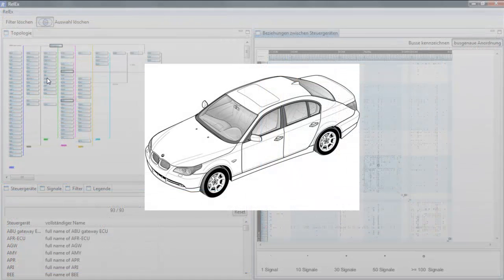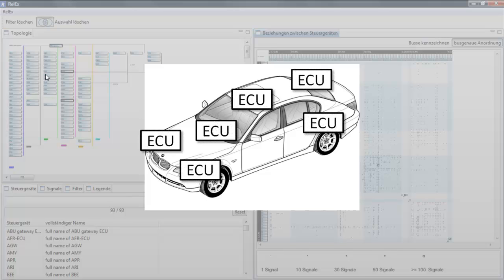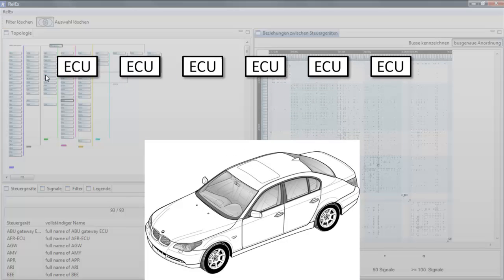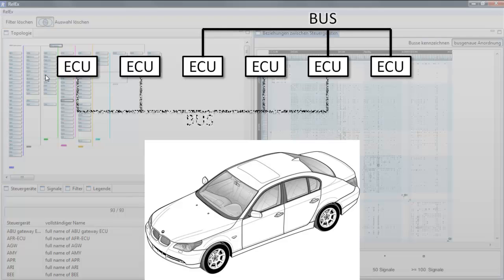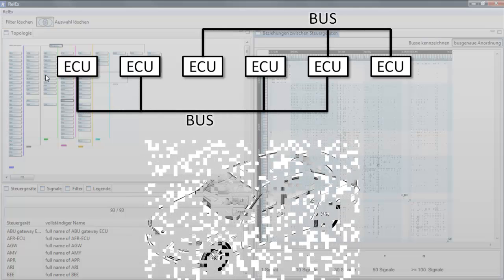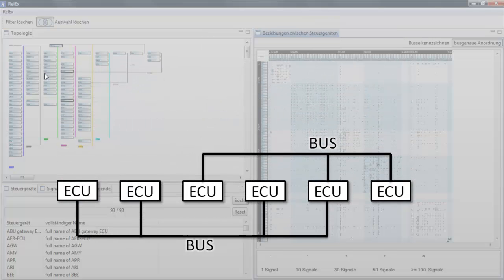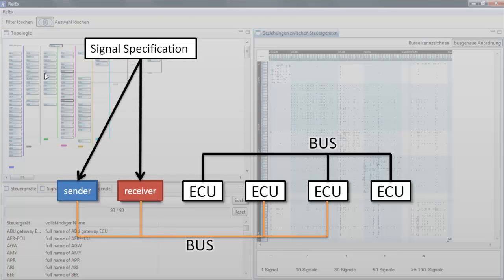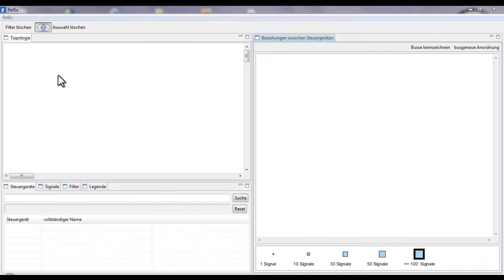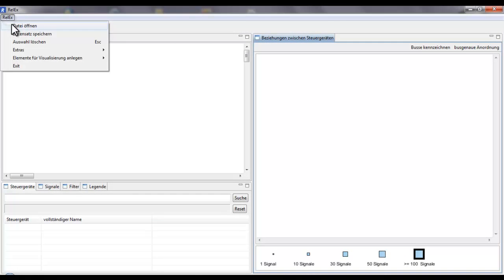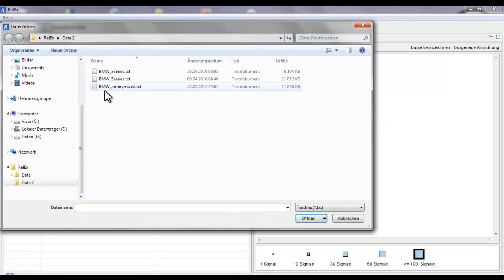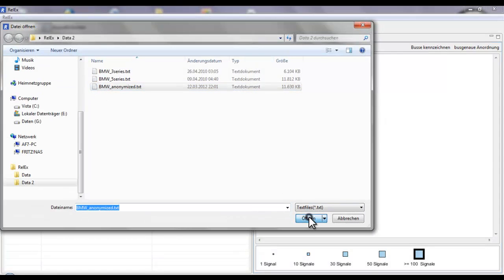The electronic control units, or ECUs for short, are the nodes of a physical network, with bus systems being the edges. On top of that, we find the signal specification, in which engineers define which signals will later on be exchanged between which pair of ECUs. For this video, we use an anonymized dataset with 93 ECUs, 9 buses, and roughly 8,000 signals.